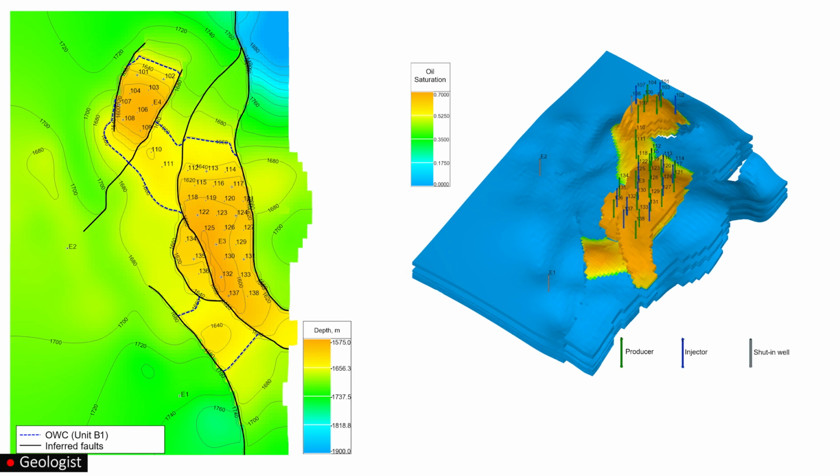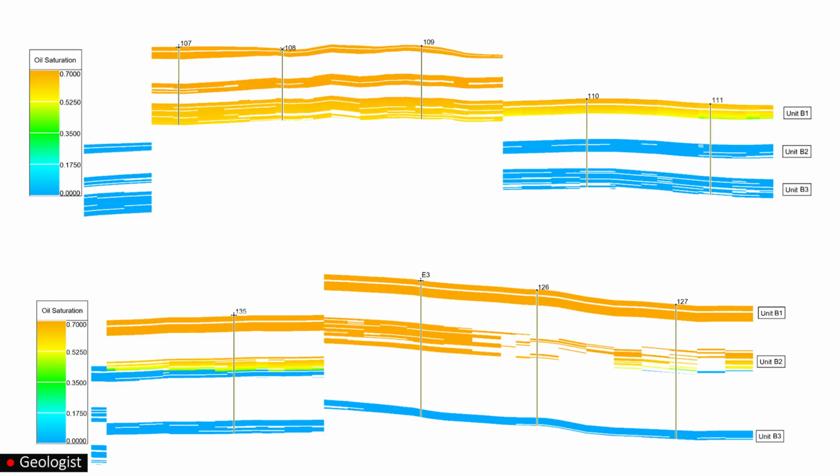This field has many challenges as it is divided into several structures by faults. There is a presence of uplift, and there are several structures in the south which are also separated by faults. The field has 3 layers. In the northern dome, all three layers are oil saturated. Between the domes, only the B1 layer is productive. In the south, there are 2 productive layers, B1 and B2.